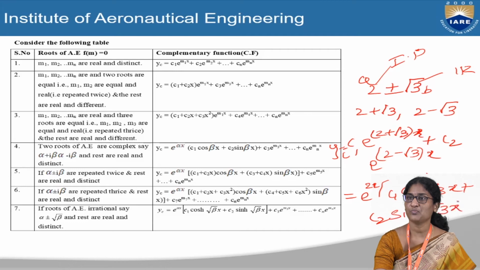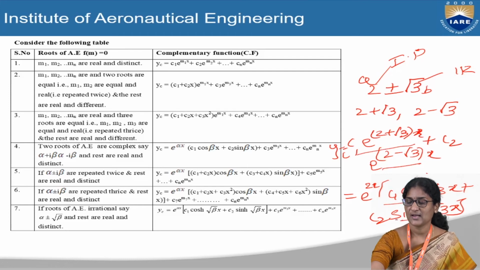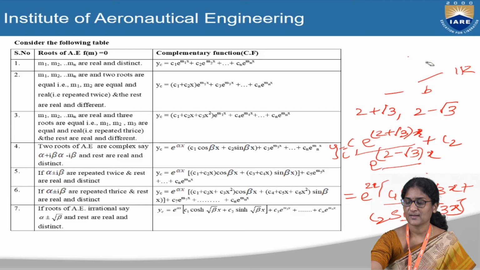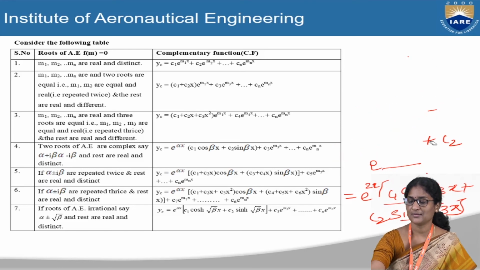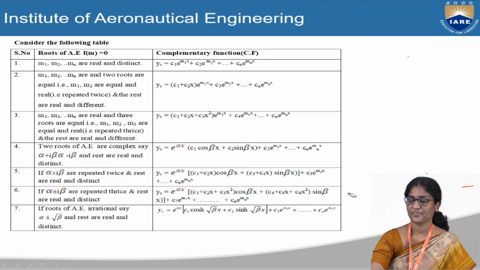In both the ways we can write, either c1 e to the power of a, just like a real and distinct root, or in terms of trigonometrical hyperbolic functions, we can give the answer. Both ways are correct. So there is no need for a separate rule for the complementary function for the surd. Just 4 varieties you have to remember: real and distinct, real and repeated, complex and distinct, complex and repeated.